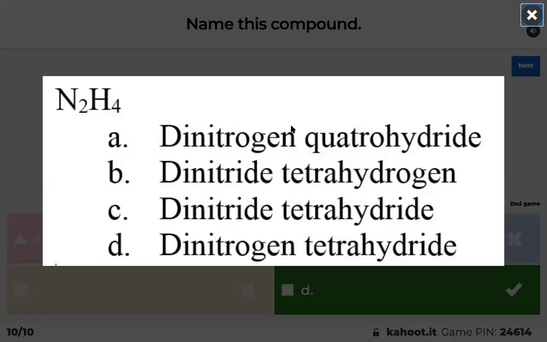So B and C should be out, because they both have nitride, and I don't change the ending of the first element, only the second one. So B and C are out because of that. But it is di-nitrogen because I need that prefix for di for 2. So then between A and D, I need to know what's the correct prefix for 4. And on our list, the correct prefix for 4 is tetra, not quattro.